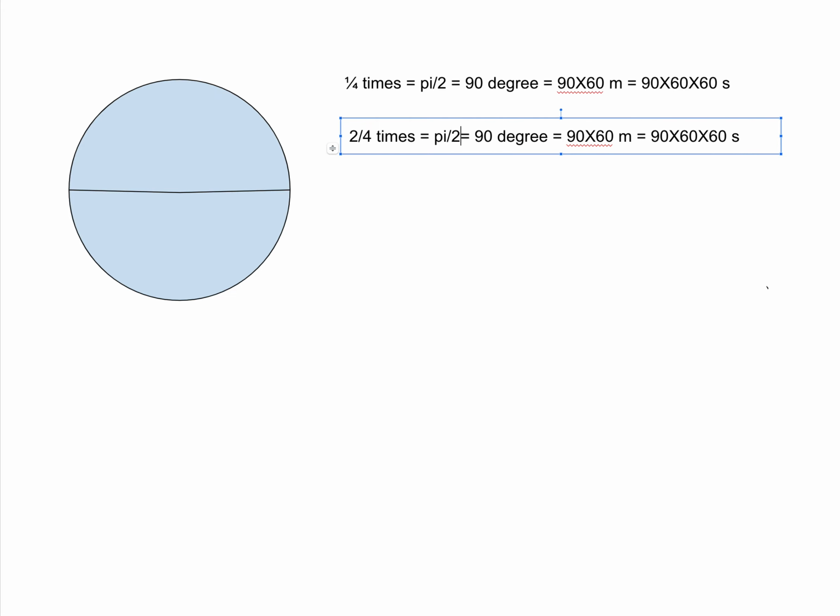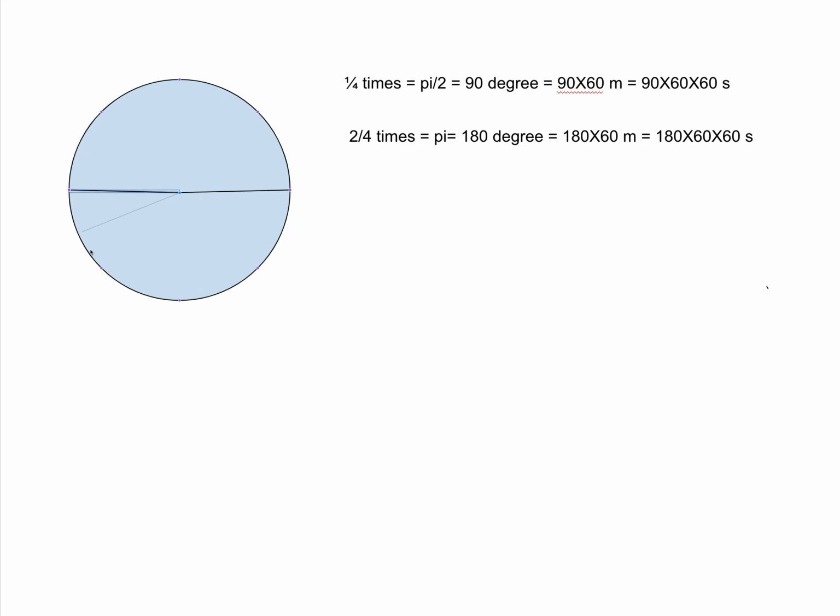So I'll just remove the 2 from here, and this degree becomes 180, and this becomes 180 multiplied by 60 minute, and this also becomes 180 multiplied by 60 second. So this is how the angles are represented.